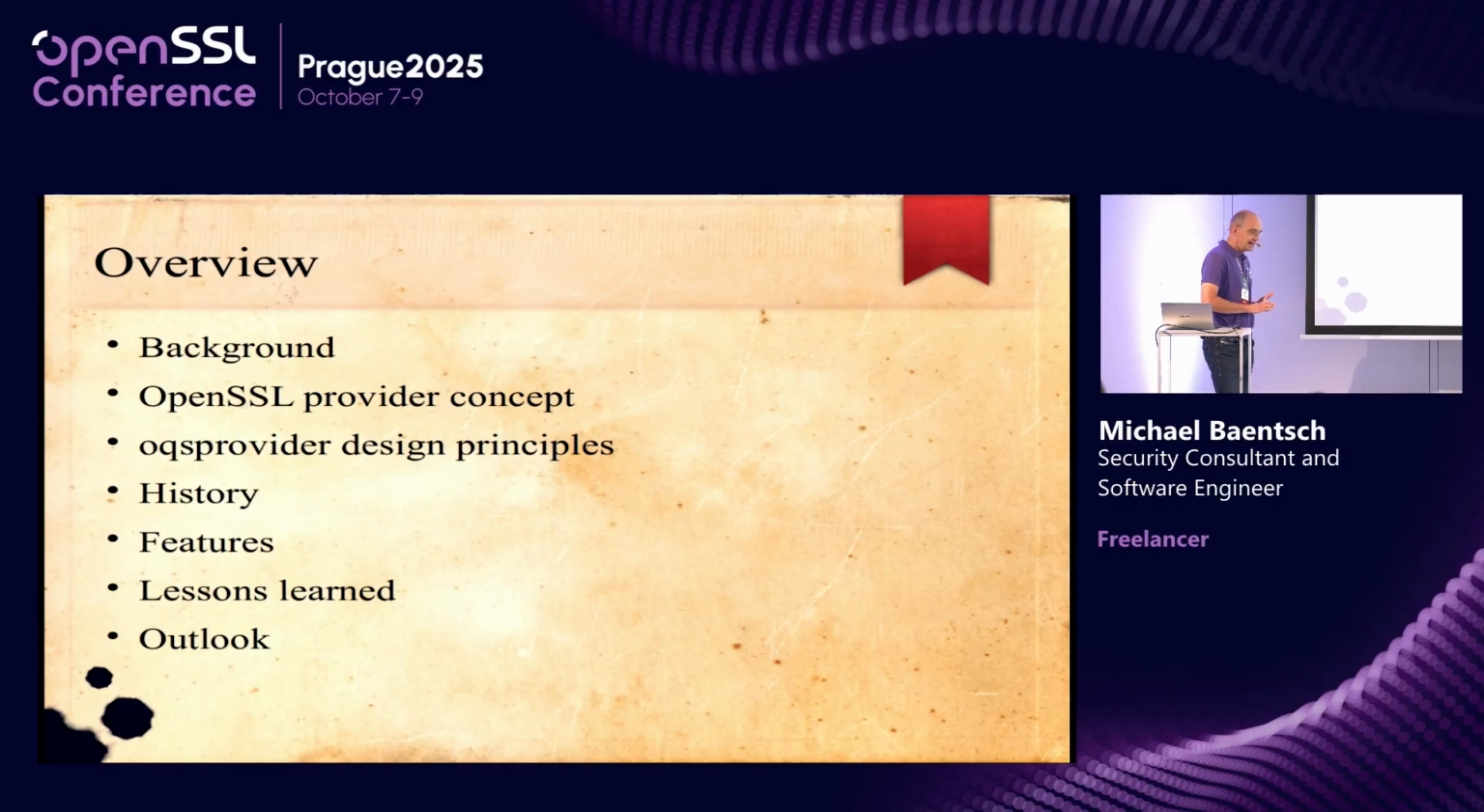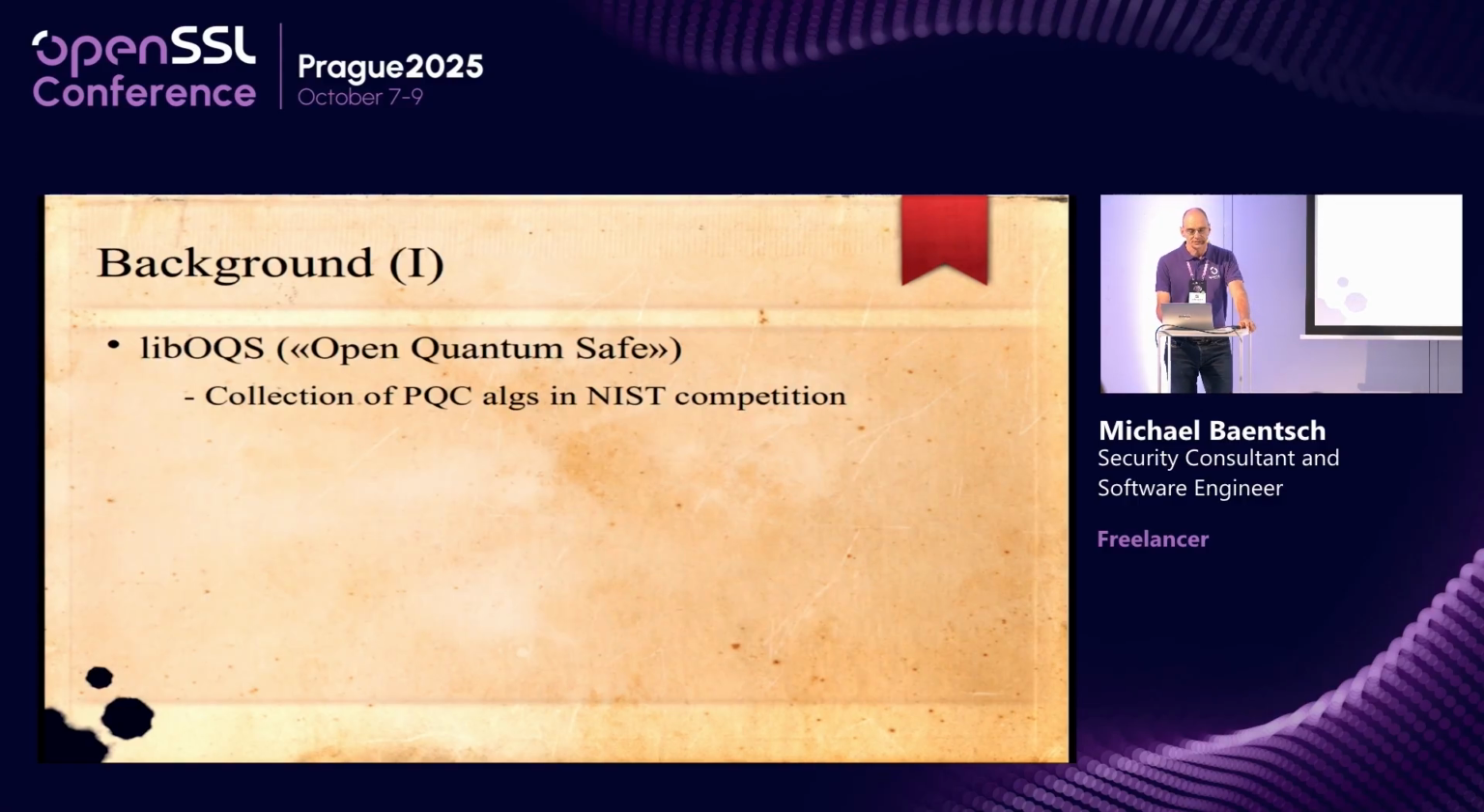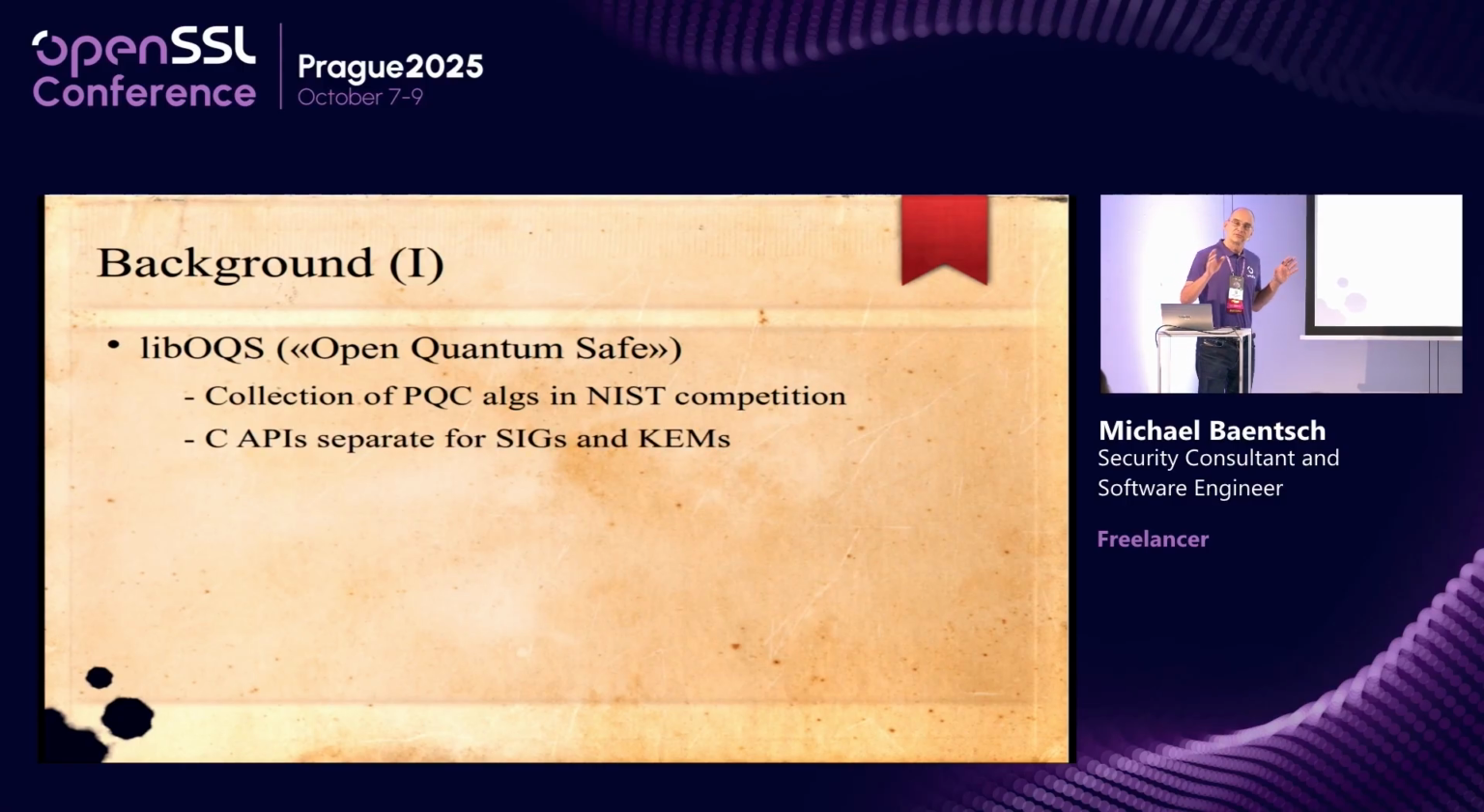So to get started, OQS is the Open Quantum Safe project. It's an open source project started in 2015 by the University of Waterloo. It's basically a collection of post-quantum crypto algorithms in evaluation, that was part of the NIST competition in which NIST wanted to find algorithms that are safe against quantum computers. What is important for this presentation or for the technology in general is everything is collected into C APIs. It's a C language library with specific APIs for signatures and key encryption management algorithms, KEMs.